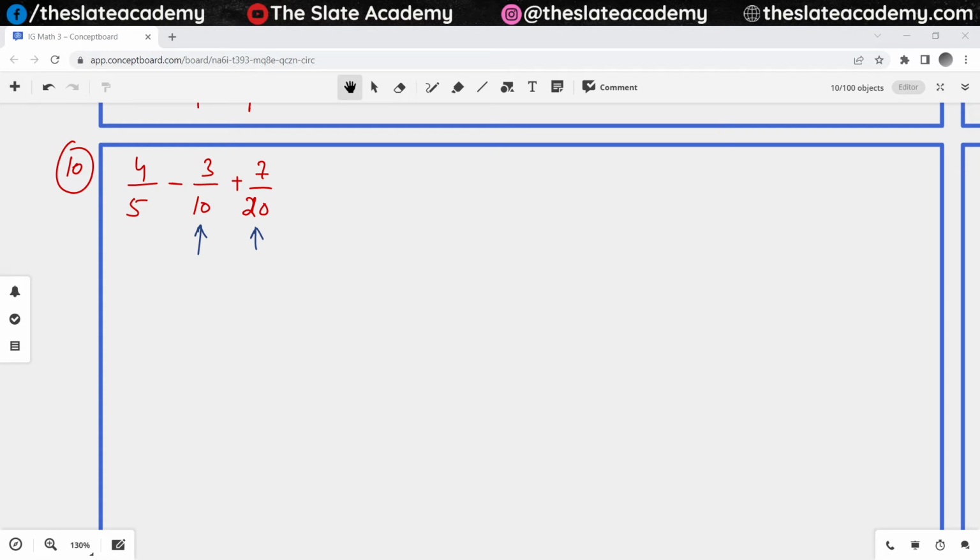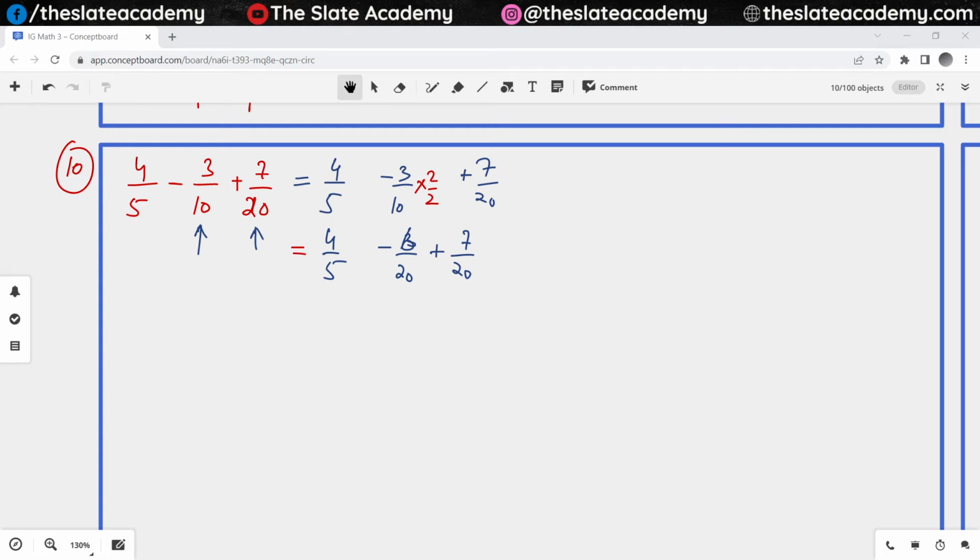Okay, so 4 by 5 stays the same. For the minus 3 by 10, can I multiply and divide it with a certain number so the denominator becomes 20? Yes, I'll multiply and divide this one with 2 over 2. So 4 over 5 stays the same, and it becomes minus 6 by 20 plus 7 by 20.